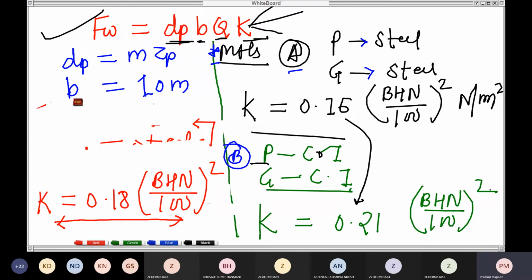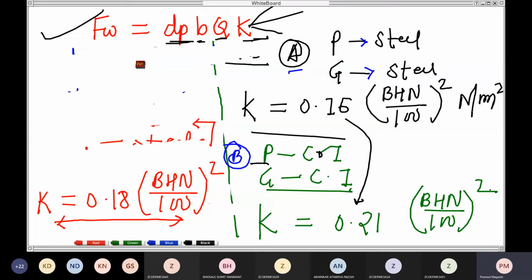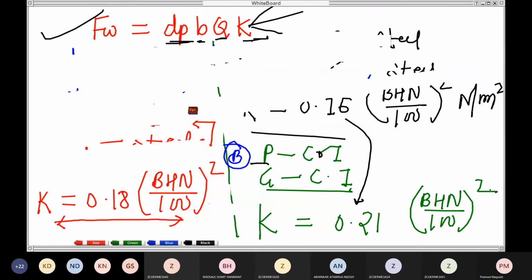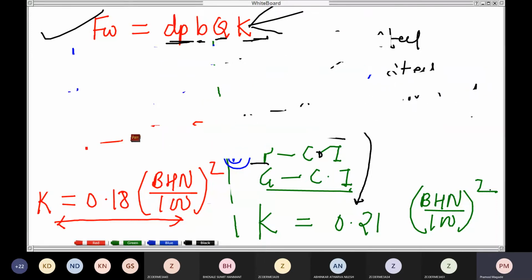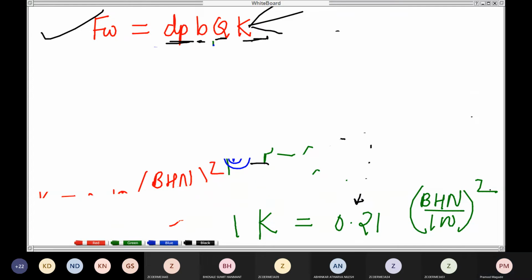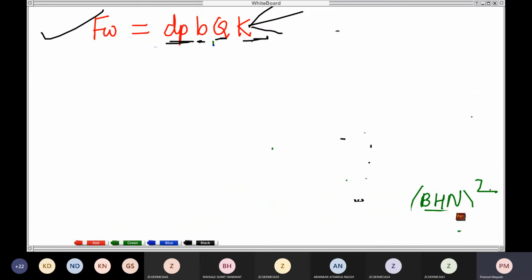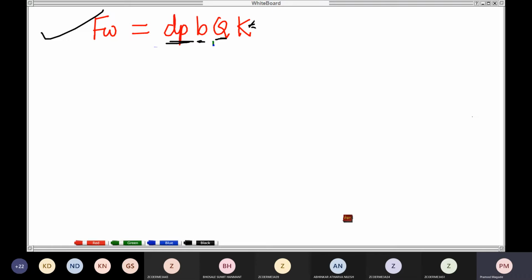Next heading, maximum tangential force. These are just terms. Beam strength is one term, wear strength is also one term. Now next will be maximum tangential force. Correct. So I will tell you the notation to write.